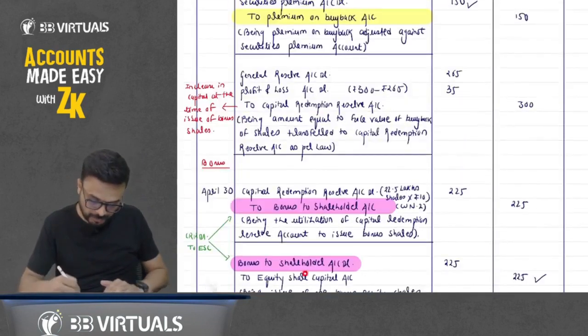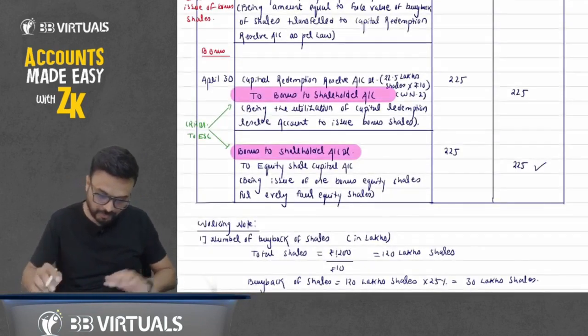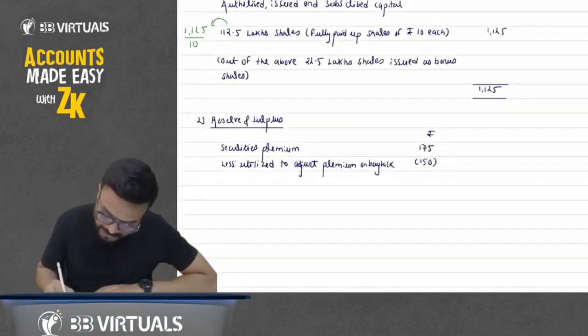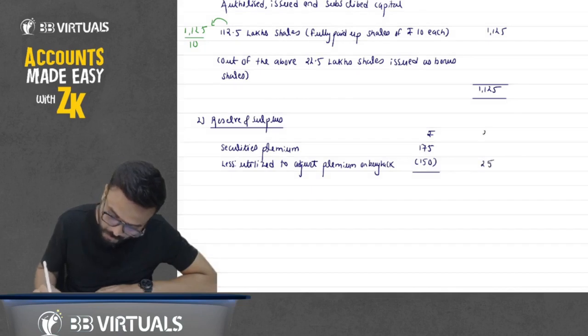No, there is no securities premium. So we will write it down in the outer column. How much balance do we have in securities premium? We have a balance of rupees 25.